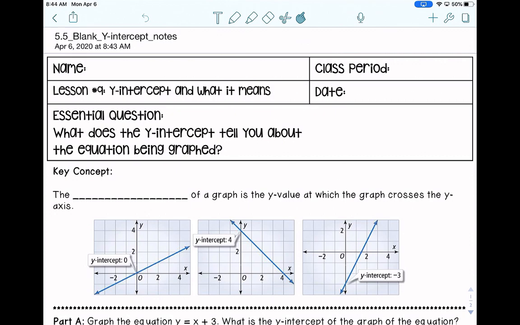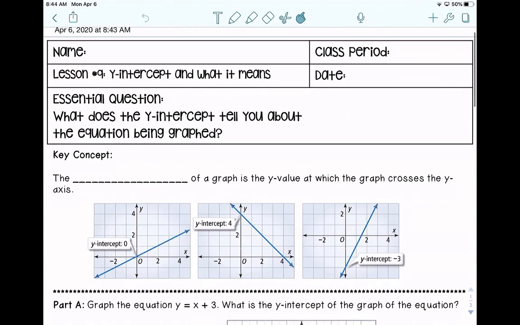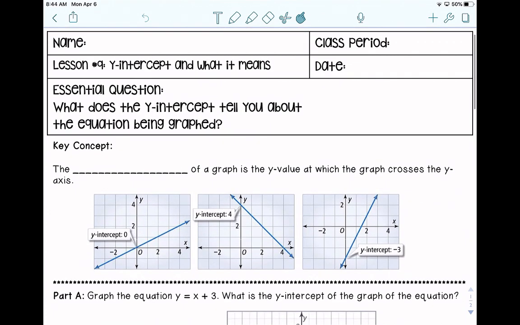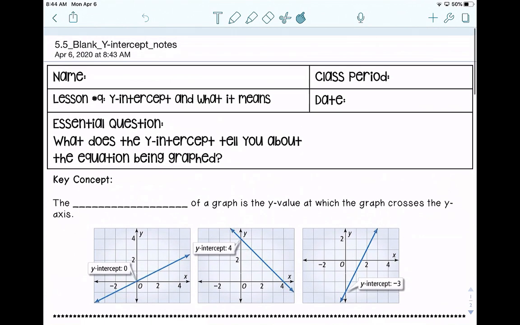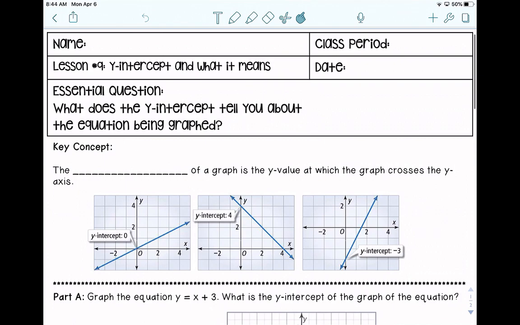All right, so we are going to be learning about y-intercept and what it means. Here are notes that you are going to be completing as you go through the lesson with me. Please make sure that you are opening up your Notability and putting in these blank notes. These are the 5.5 Y-intercept notes you'll find in Schoology, and have your video opened with your notes on Notability.